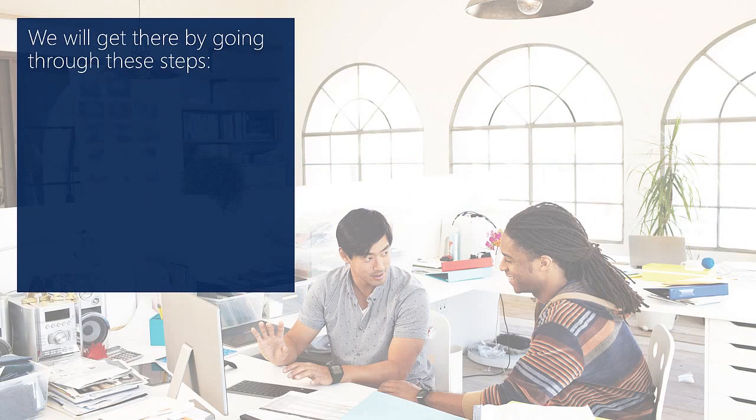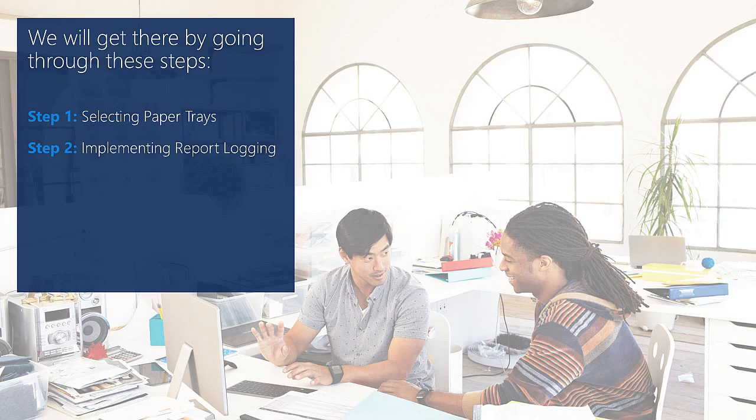To get there, I will follow two steps. In the first step, I will introduce the getPaperTrayForReport function and explain how that works. Then in the next step, I will explain how you can modify Code Unit 1 to implement report logging. So let's get started with the first step, selecting paper trays.